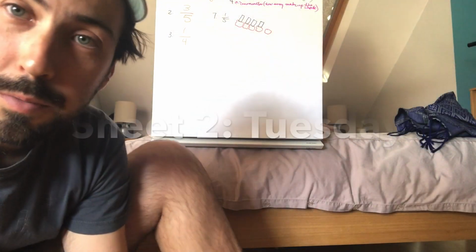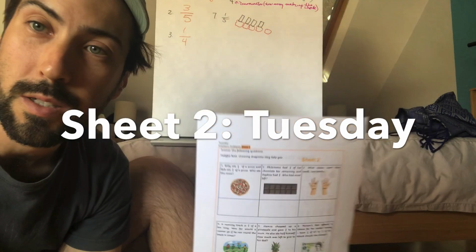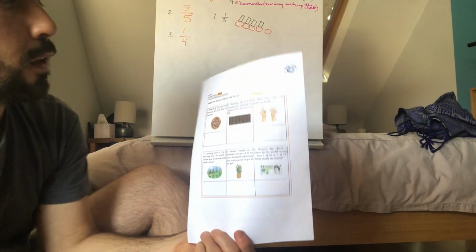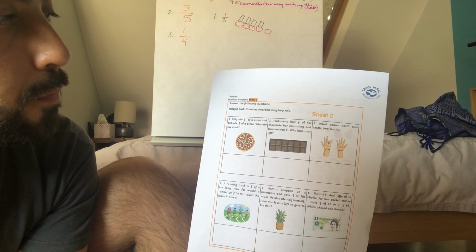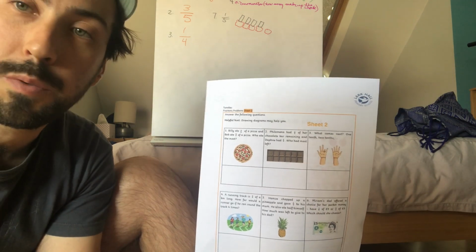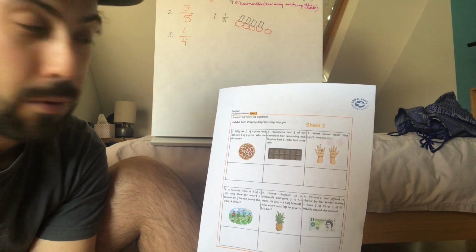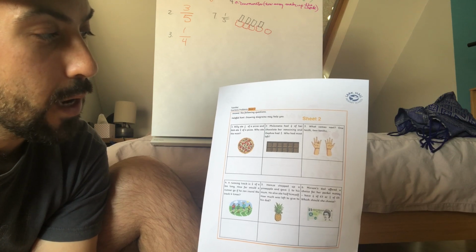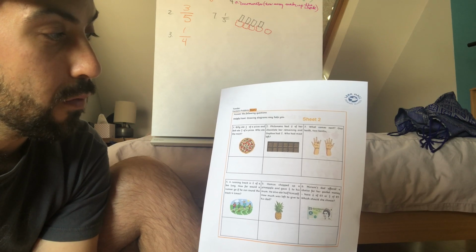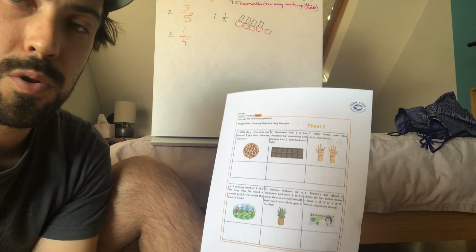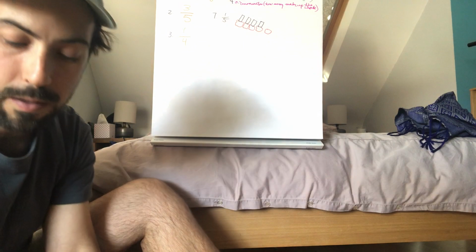Okay, welcome to Tuesday. Now you need to be looking at sheet number 2. Once again, making me quite hungry because we're dealing with food here. Let's look at question number 1, and I'll read it out to you because it's kind of small text. The instructions here say answer the following questions. It says helpful hint, drawing diagrams may help you, so that's what I plan on doing.